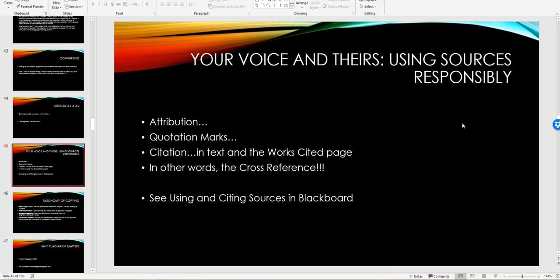So we have to talk about your voice and theirs, using sources responsibly. We get into the idea of attribution. That'll be naming the speaker, using quotation marks for all the quotes that you use. Citation, in text and the works cited page. In other words, the cross-reference. It's important. You see, using and citing sources in Blackboard, if you want to take a look at that. How do you go about using the voices? Remember, you are asked to summarize in your annotation. There's no quoting in annotation. This is how we go about using the voices of others.